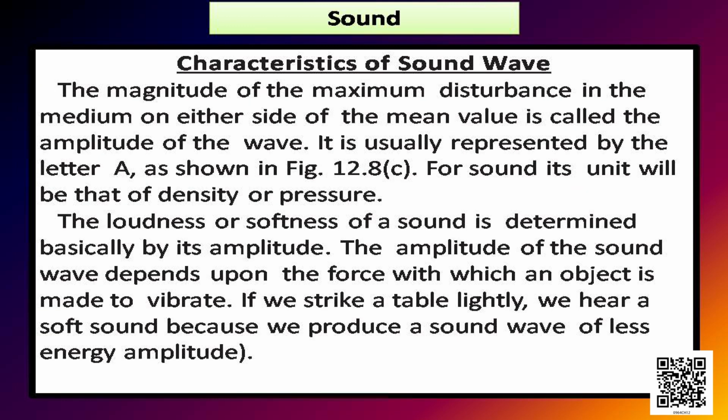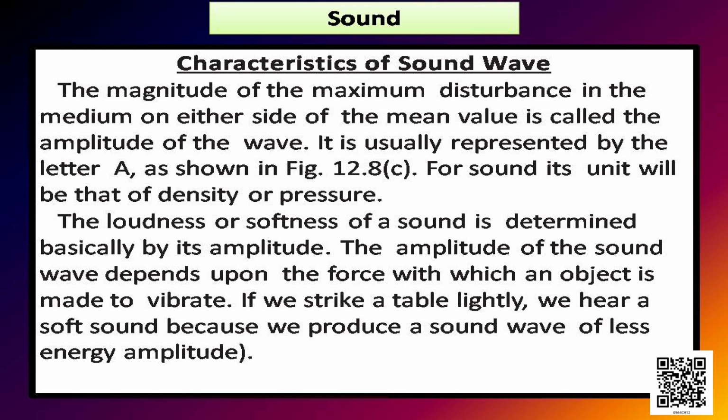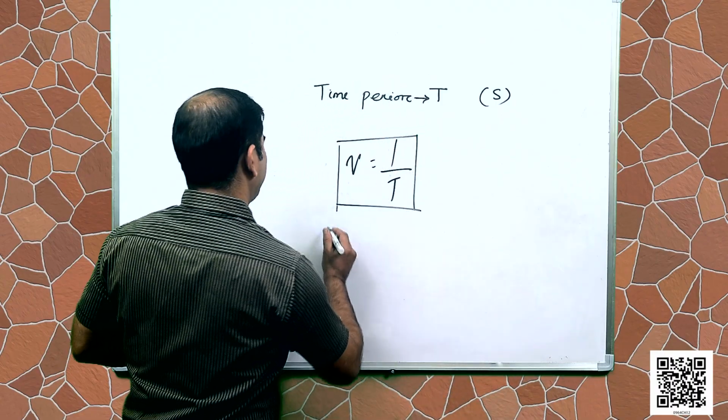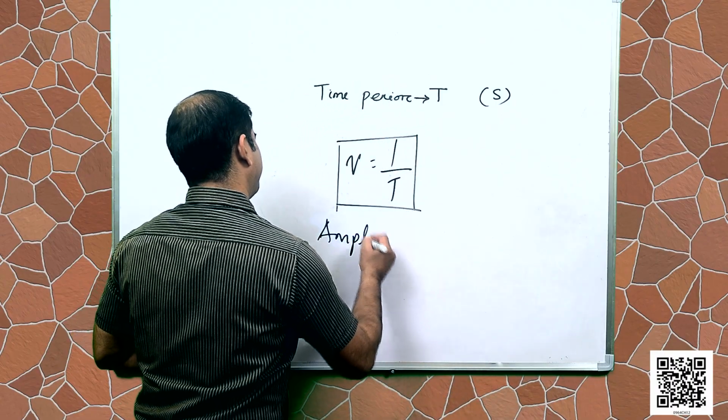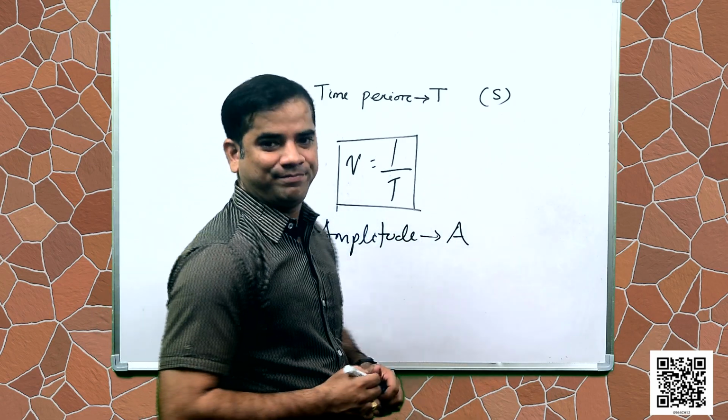The magnitude of the maximum disturbance in the medium on either side of the mean value is called the amplitude of the wave. It is usually represented by the letter A, as shown in figure 12.8c. For sound, its unit will be that of density or pressure. So, amplitude is denoted by A.